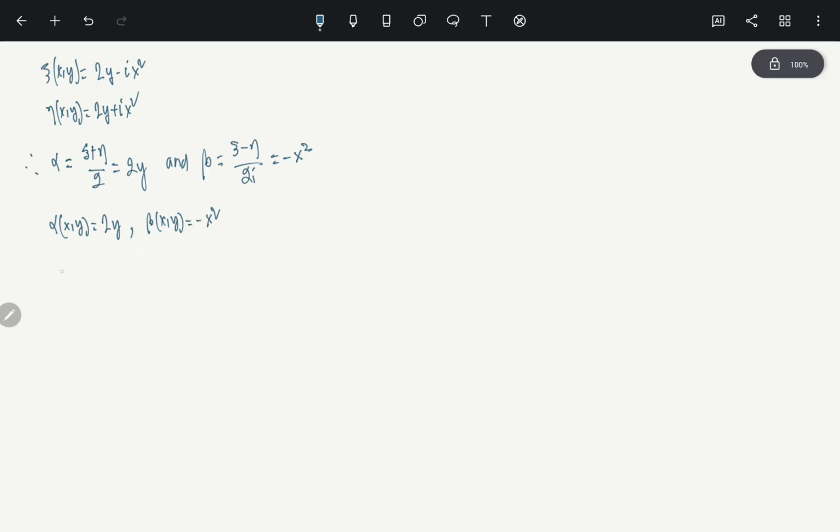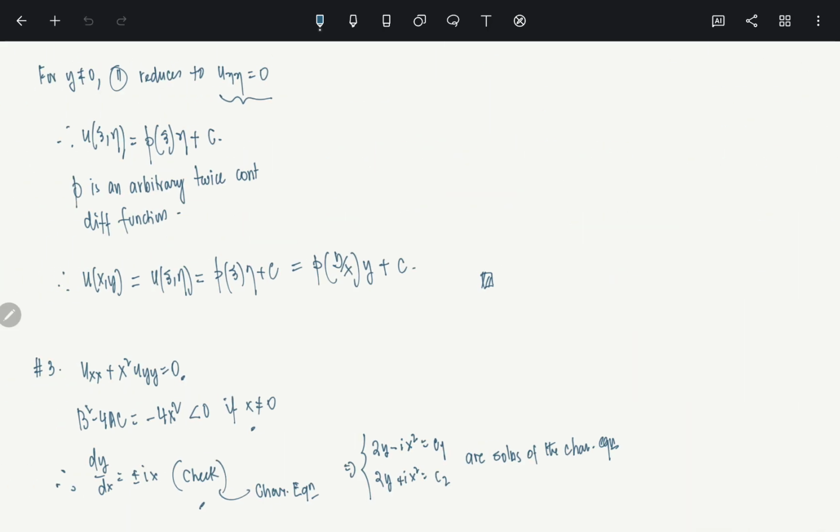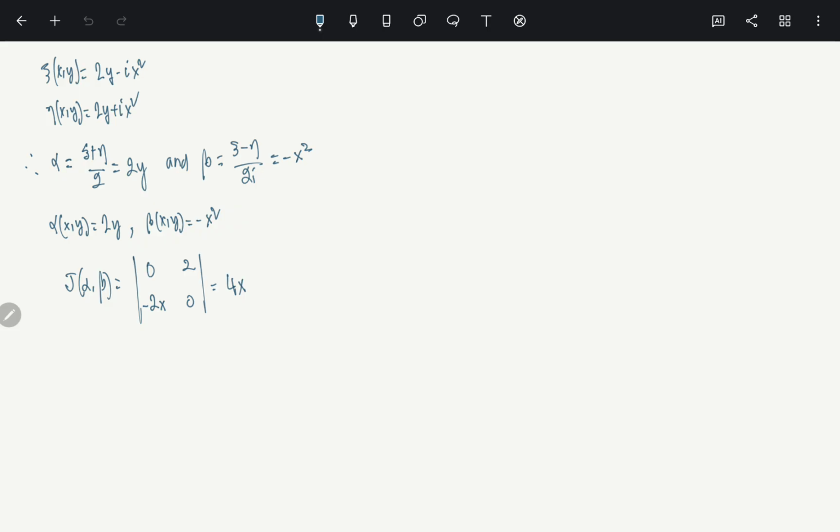And it is very easy to see that, let's look at the Jacobian matrix of alpha, beta. So it is alpha x, which is 0, alpha y is 2, beta x is minus 2x, and beta y is 0. So if you calculate it, it becomes 4x, okay. And you see, x is not 0. So when x is positive, x is greater than 0, this change of variable will work. This is okay.